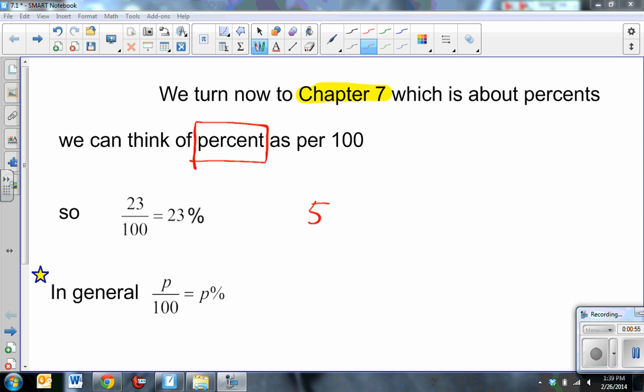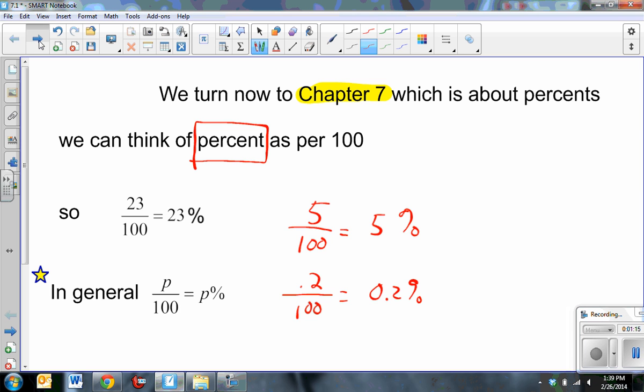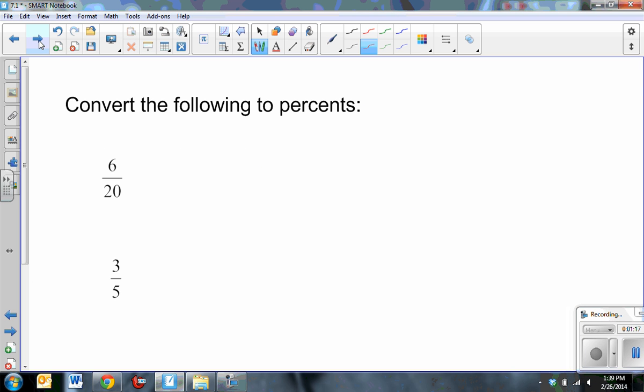So 5 out of 100 is 5%, right? 0.2 out of 100 is 0.2%. Keep the decimal. Okay, so just always keep in your mind what that word percent means. It means per 100. So if we want to convert these to percents, what we want to do is write them in hundreds. Write them as 100 as the denominator.